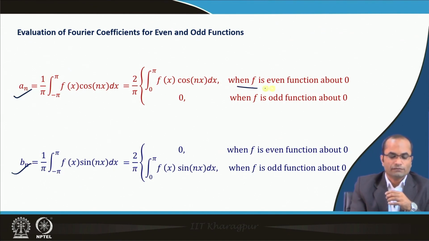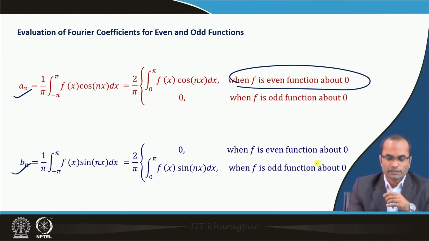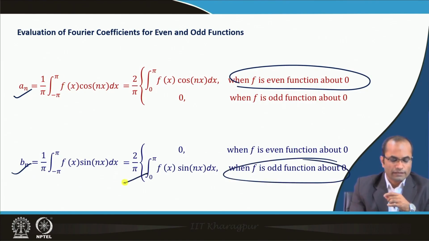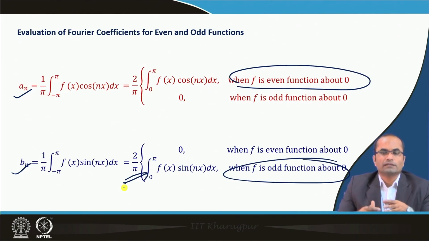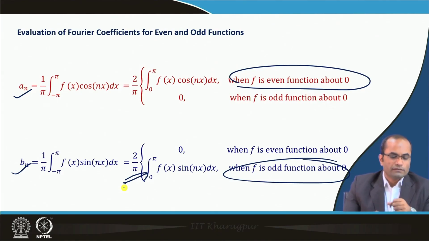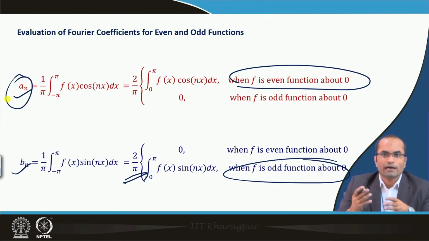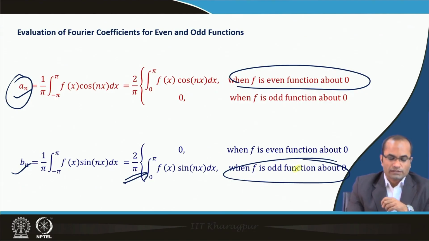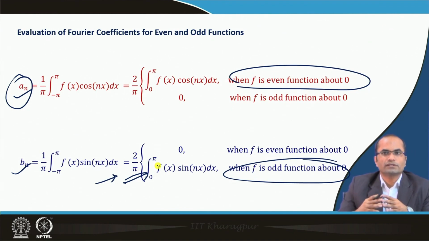So, when f is even, we will get only the An's, the coefficients An, and when f is odd, we will get the coefficients Bn, and correspondingly the Fourier series will be simplified. In the case of even functions, we have only the An's, so we have only the cos terms in the Fourier series. When the function is an odd function, we will have only the Bn's there, and hence the Fourier series will contain only sine terms. So, that is the simplification for even and odd functions that we are going to discuss now in the context of the Fourier series.